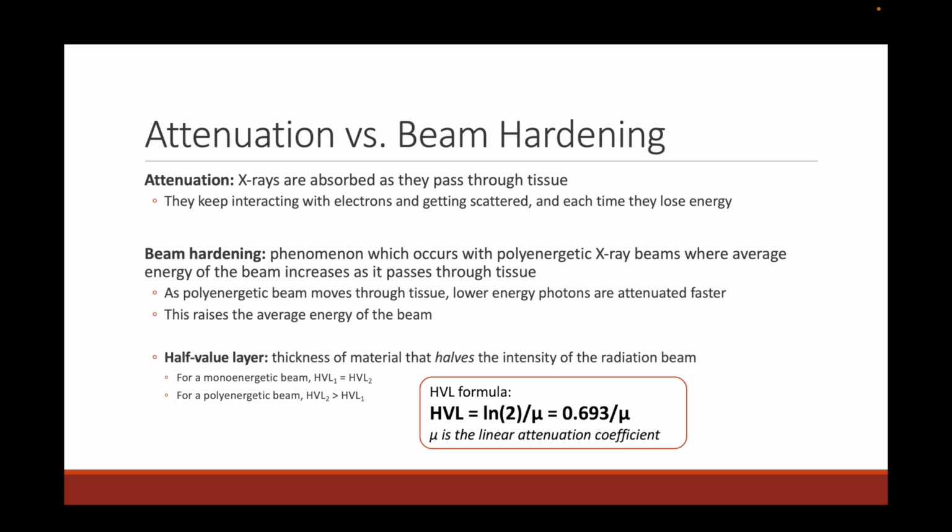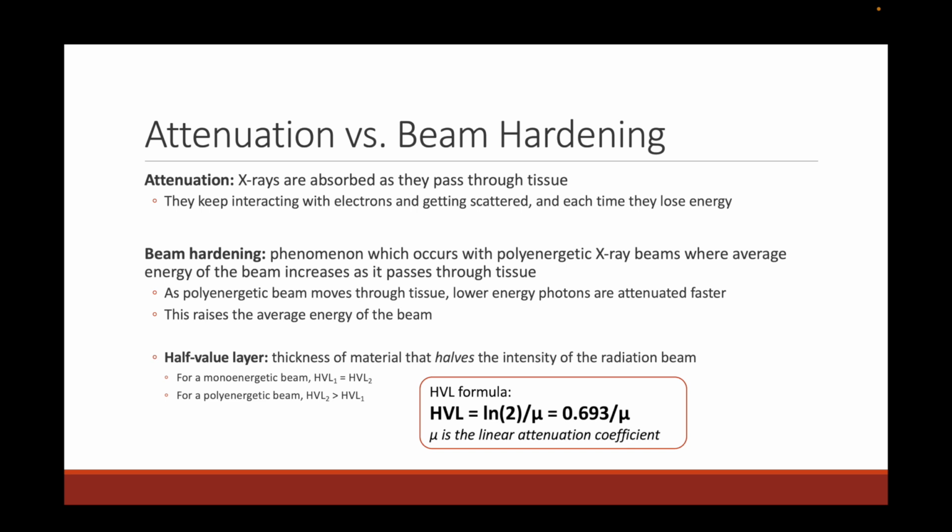Attenuation refers to the phenomenon where X-rays are absorbed as they pass through tissue, and as we talked about, they bounce off of electrons, cause the electrons to get ionized, and each time they get scattered, they lose some energy. So by hitting a sequential number of electrons each time, those X-rays are going to lose energy, and that process of how they lose energy is called attenuation. So the tissue itself attenuates the photon beam as the photon or the X-ray beam passes through. That process is known as attenuation.